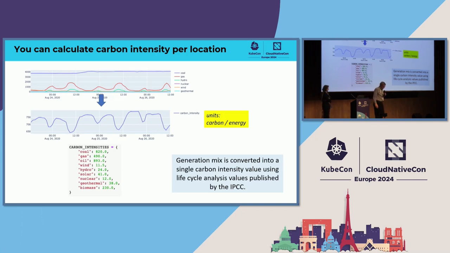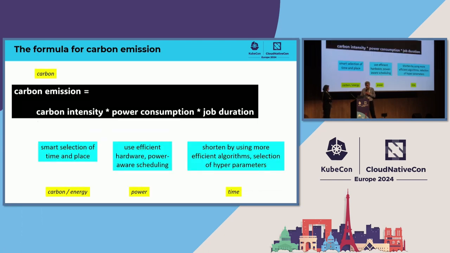If you're not familiar, there's something called the carbon intensity. The carbon intensity takes this mix that I showed you and calculates one value, which is how much carbon, given that mix, is emitted per energy unit. So for example, for every kilowatt hour of energy, how much carbon is emitted. And that depends on the mix. If you have a lot of renewable energy in the mix, then this carbon intensity would be low, and it would be higher otherwise. So there is a way to compute that, and this carbon intensity is a function of time, as I showed you before.